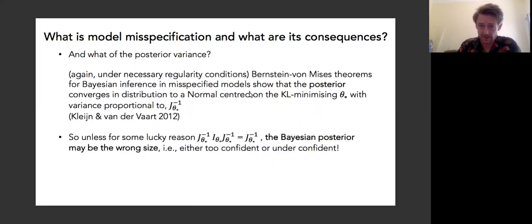In the Bayesian setting, we have this problem that although the posterior will converge on something centered about the KL minimizing set of parameters, its posterior variance will be proportional to just this J term, not the full J inverse times I times J inverse part. And so unless there is some lucky reason that these agree, the Bayesian posterior will very likely be the wrong size, meaning that the statements we go on to make about credible intervals can be such that they're either way too confident or underconfident relative to how they should be.